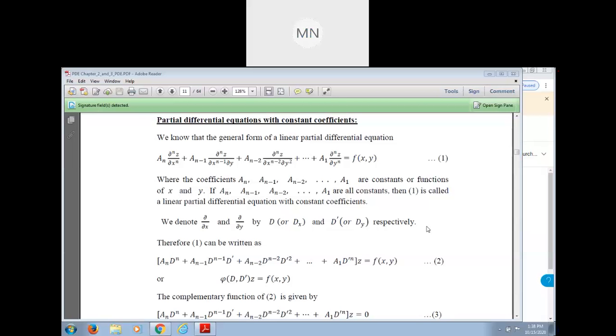X and y are what? Independent variables. And z is what? z is the dependent variable and its derivatives will come here. So p is what?